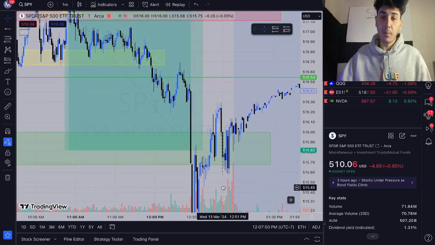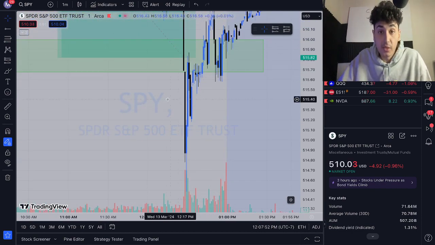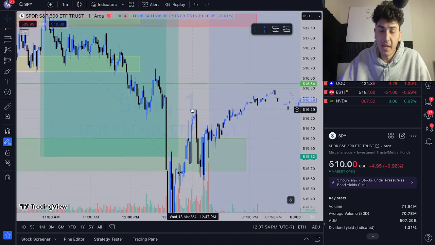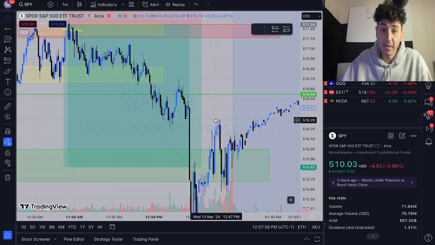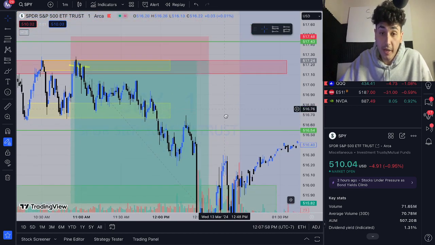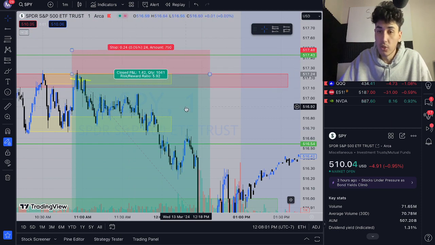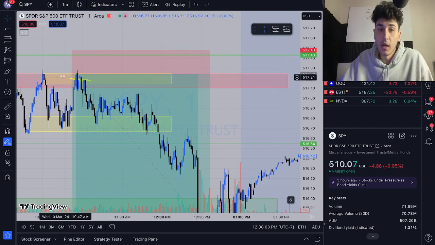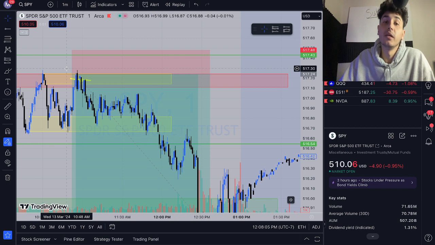And then you can see shortly after, we came right back up. But like I said, this was pretty much towards the end of the day, and I'm really not trading towards the end of the day unless I'm holding a trade. But I'm really just doing this to show you guys an example of how exactly you can trade with these supply and demand zones.